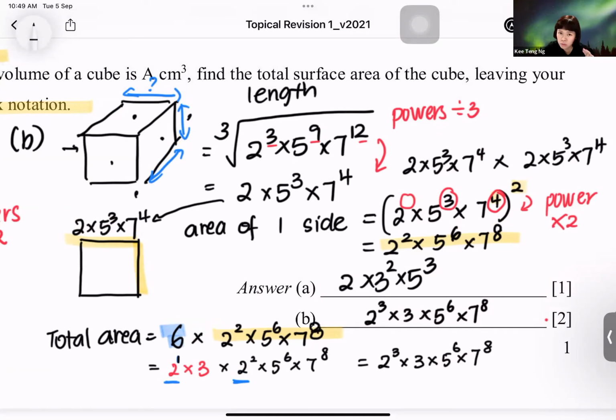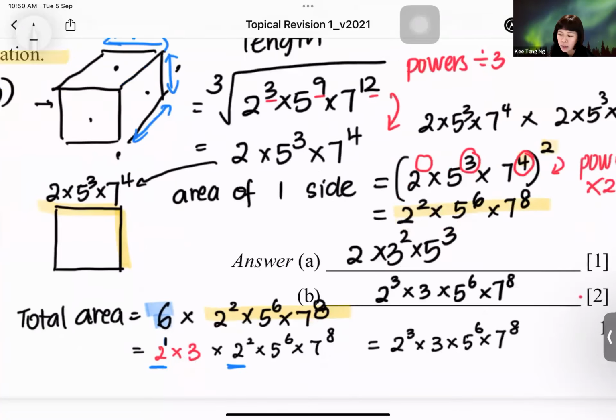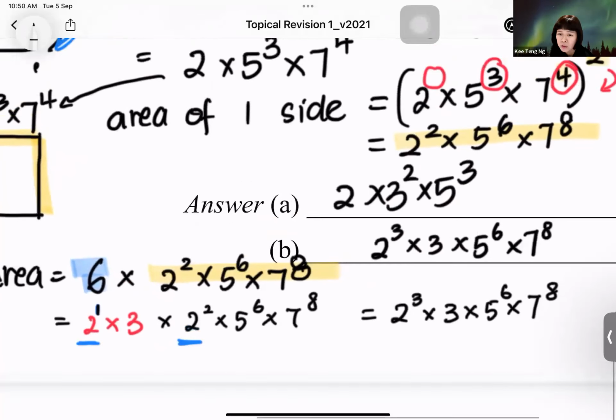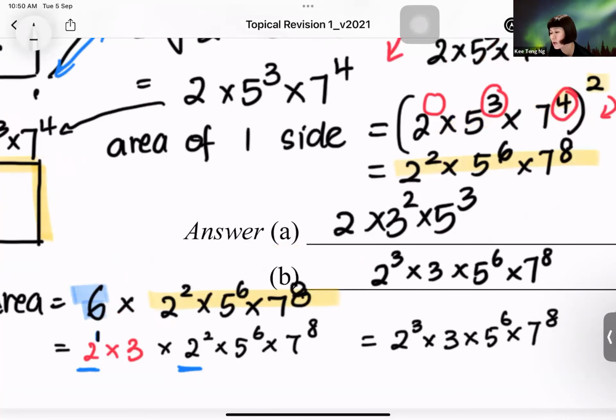So first, it is a cube. I want to find the length of one side of the cube, so I take the cube root. After I find one side of the cube, I find the area of one side. Area is length times breadth, so I square it. When I square, the power multiplies by 2. Then I want to find the total area. There are 6 sides: top, down, front, back, left, right. So it's 6 times the whole thing. I break up the factor 6 as 2 times 3. Then I find the final answer.